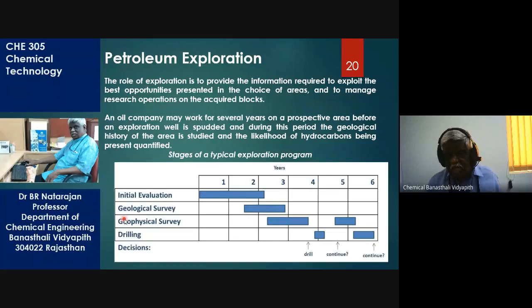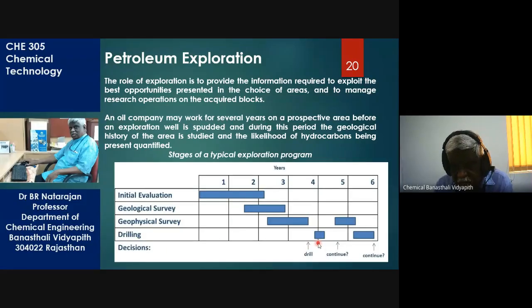Geological survey is rocks and flora and fauna in the place where the origin of petroleum is likely to happen. Geophysical survey, we will see shortly what all is done. A whole lot of data is collected: gravity data, magnetic data, electrical data, shock wave transmission, etc. All that happens in geophysical survey, which may take years, somewhere from the middle of the second year till the middle of the fourth year.